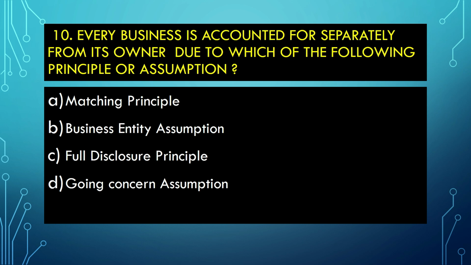The last question is given to you: every business is accounted for separately from its owner due to which of the following principles or assumptions? You are given four options. This question I am not going to give you the answer to, and I hope that you can solve it. So give me the correct answer from your side in the comment section. This will be your homework, to check how you are learning and how you are gaining knowledge. So I will keep my discussion here.